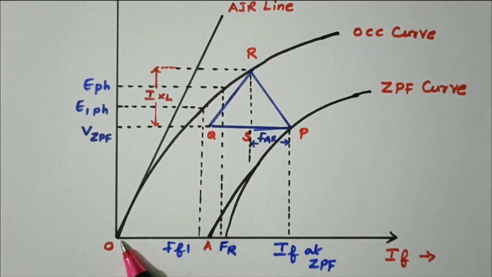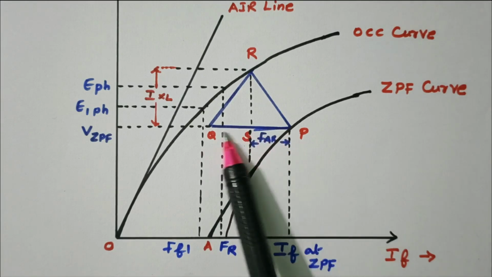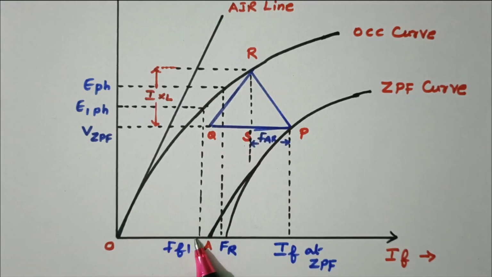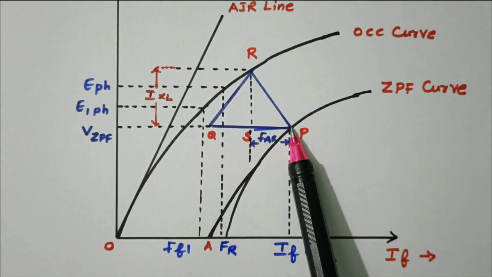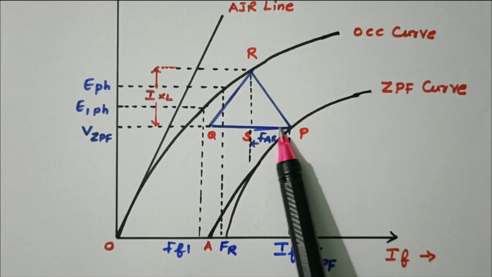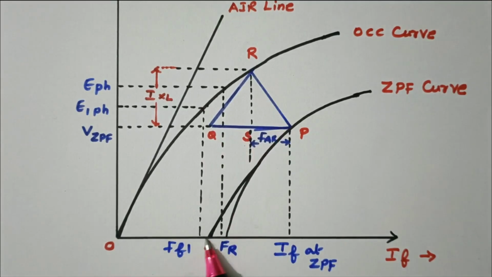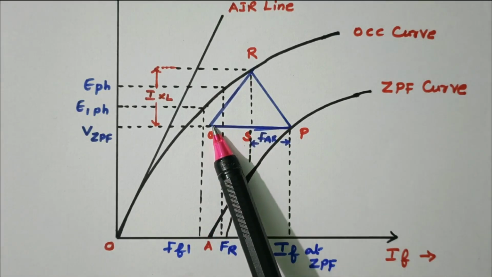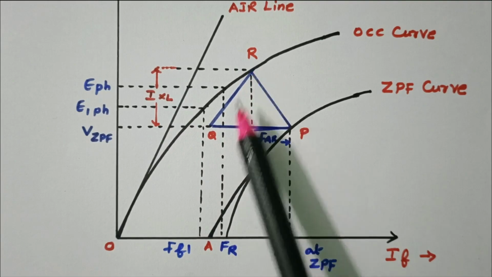Now corresponding to this OA, we have to draw the line QP. QP is equal to OA. With the length of OA, we have to draw the line PQ. From point P, which we already know, we have to draw the point Q. So this length is equal to OA. Then draw a line parallel to this AR line until it meets the OCC curve. That will give the point R.